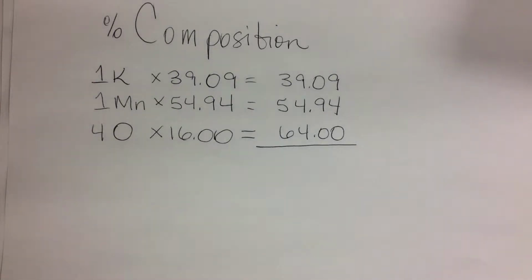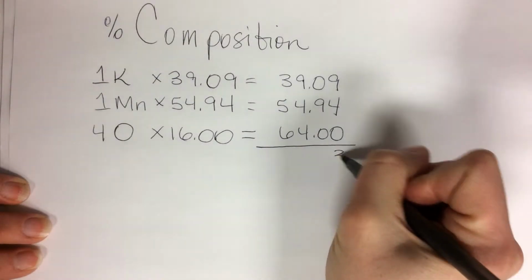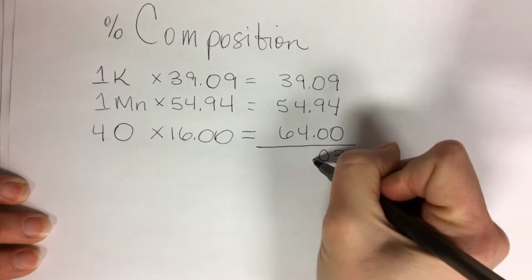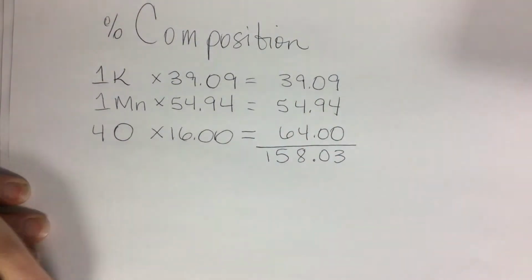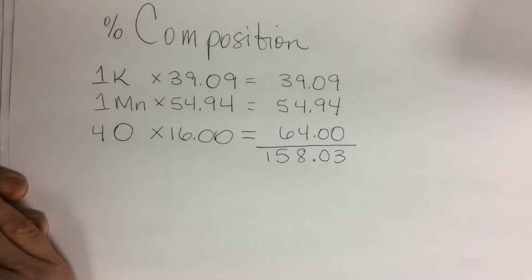Okay. All right, so what are we going to do with these three numbers? Add them? Yeah. Is that what it was? This is the molar mass. This should be a review, correct? All right, so that's step one.